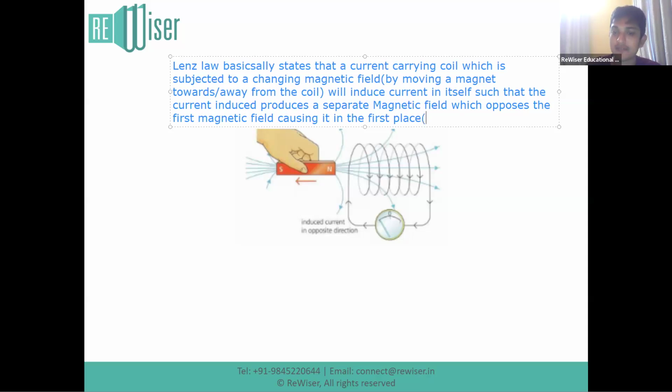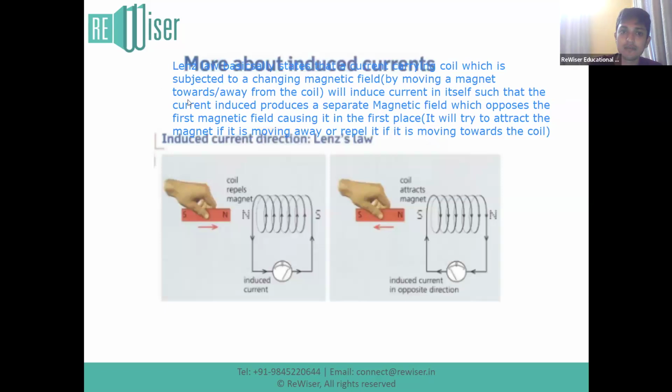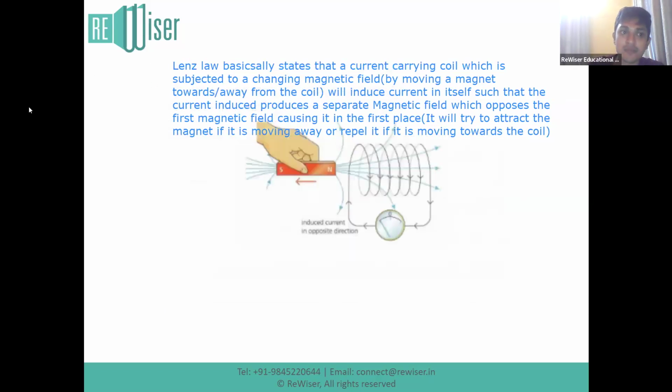What I'm trying to tell in fancy words is it will try to attract the magnet if it is moving away, or repel it if it is moving towards the coil. In simple words, this is Lenz's law. Please make sure you understand. If you have any doubts, please feel free to ask.